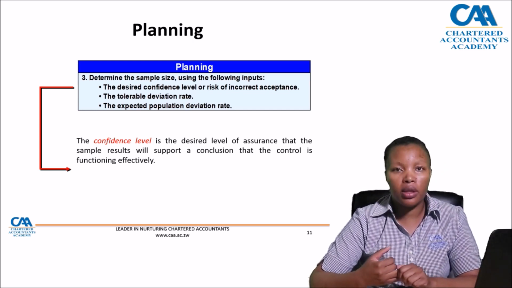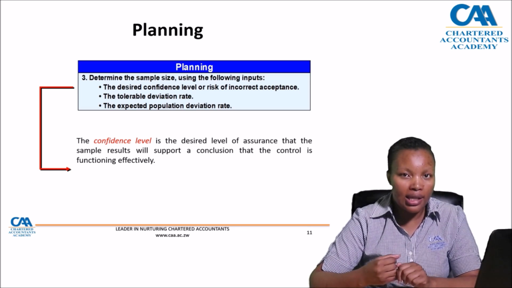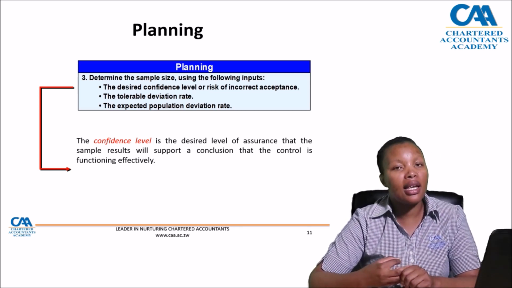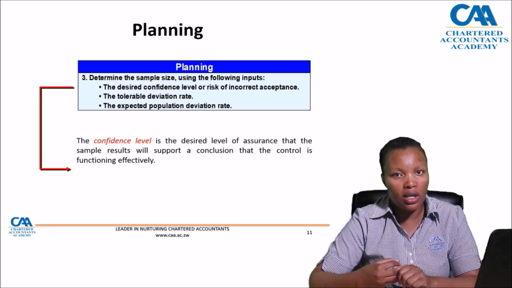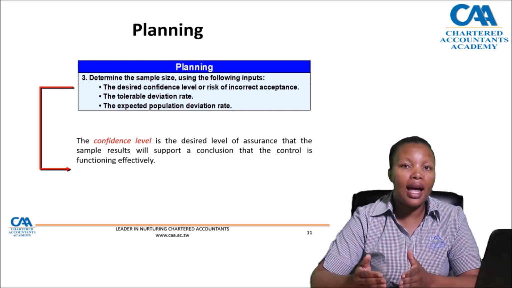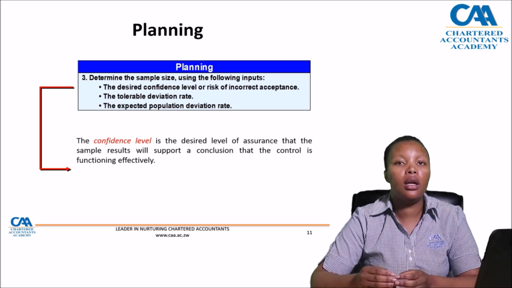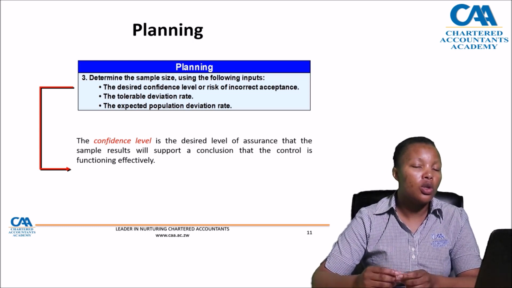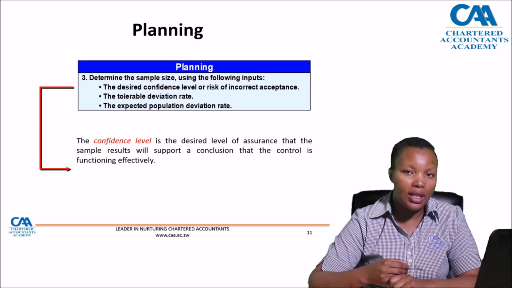Secondly, the tolerable deviation rate that will assist us in coming up with our population size. And lastly, the expected population deviation. Those are the three things that we need to decide or define as we're coming up with the size of the population. So we'll first look at the confidence level.